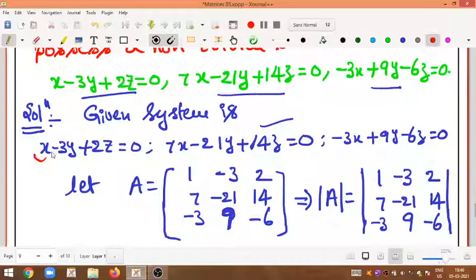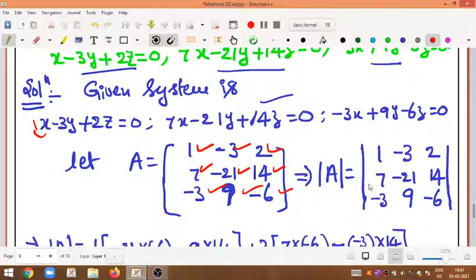Here the x coefficient is what? 1. Here the x coefficient, that 1 I wrote here. The y coefficient is minus 3, I wrote here. The z coefficient 2, I wrote here. Here x coefficient 7, y coefficient minus 21, and z coefficient minus 14. Here x coefficient minus 3, y coefficient 9, and z coefficient minus 6.